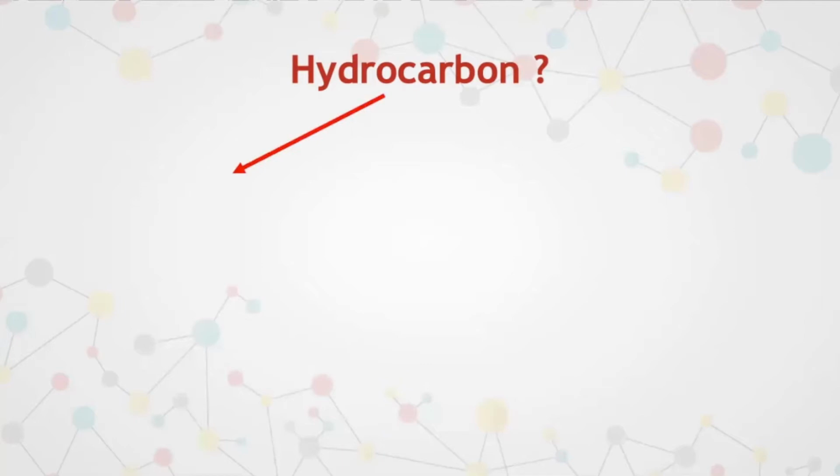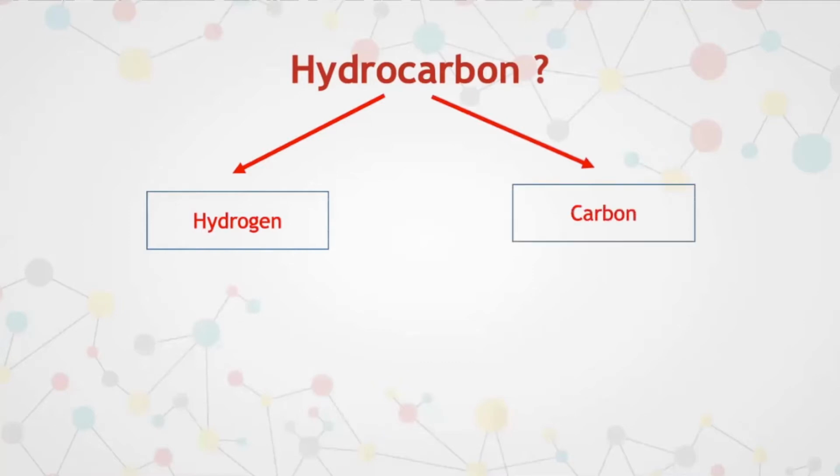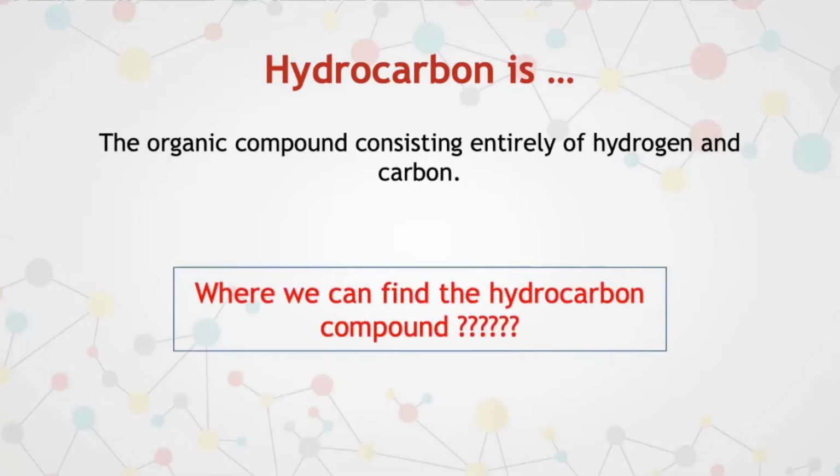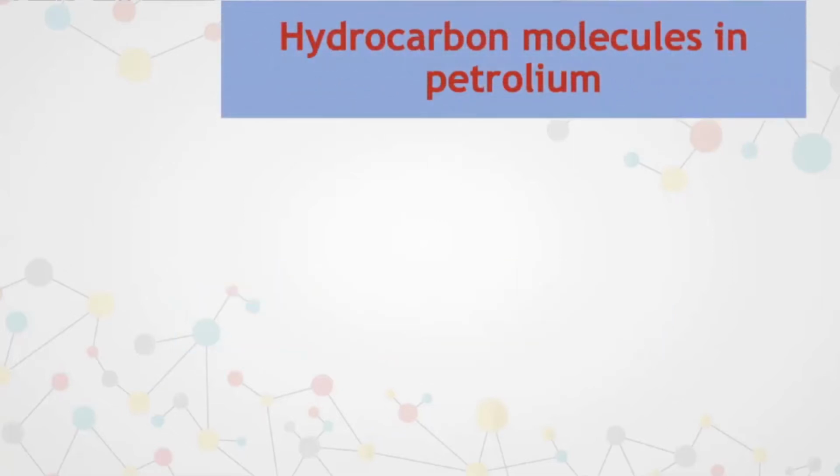Hydrocarbon is divided into two words, hydrogen and carbon. The symbol of hydrogen is H and the symbol of carbon is C. Hydrocarbon is the organic compound consisting entirely of hydrogen and carbon. So where can we find the hydrocarbon compound? We can find it in petroleum.